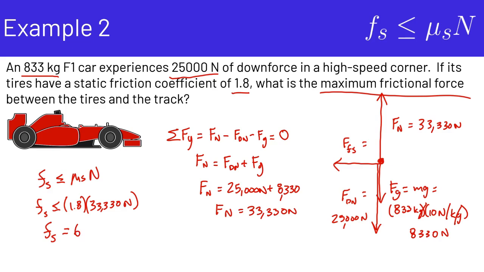So our static friction force then is going to equal, we can round up to 60,000 newtons. It's a little shy of 60,000, but rounding it up is close enough.